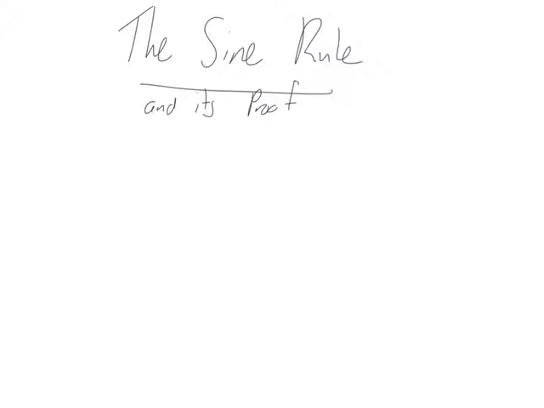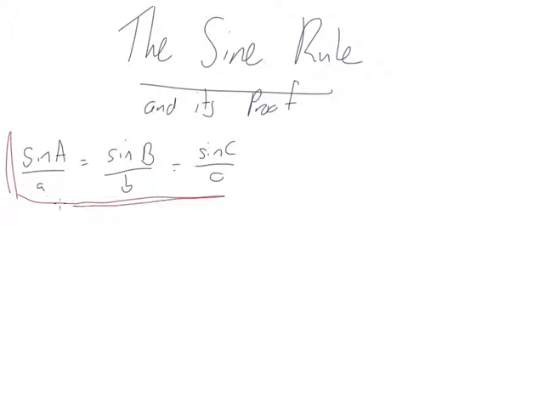What the sine rule says, quite simply, is that there are two versions of it. The first version says that sine A on A equals sine B on B equals sine C on C. The second version of the sine rule says A on sine A equals B on sine B equals C on sine C.